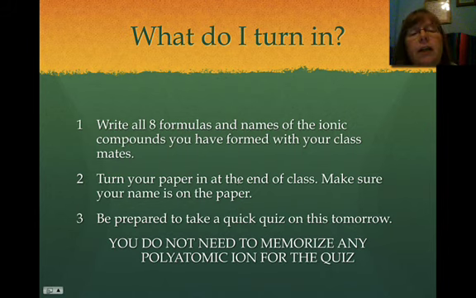So what are you going to turn in? Well, all in all, you're going to have 8 ionic compound names and formulas that you formed with your classmates. You're going to turn this in at the end of class, but make sure your name is on the paper. And then tomorrow, be prepared to take a quiz. Don't really worry about this. We're just going to make sure that you know this process, that you've got this down. You don't need to memorize any polyatomic ion for the quiz. You just need to understand the process.